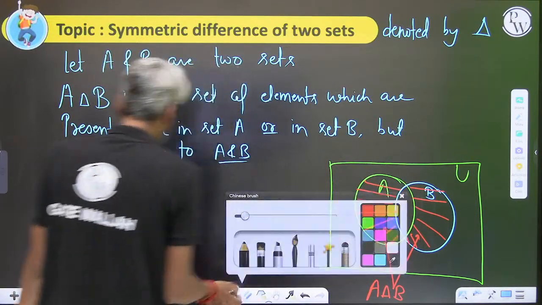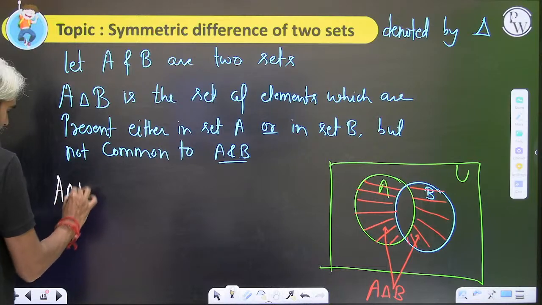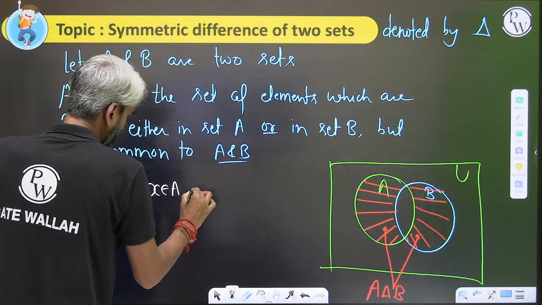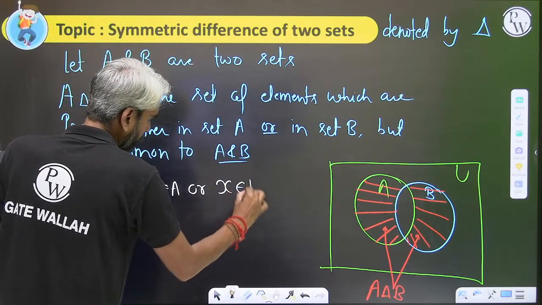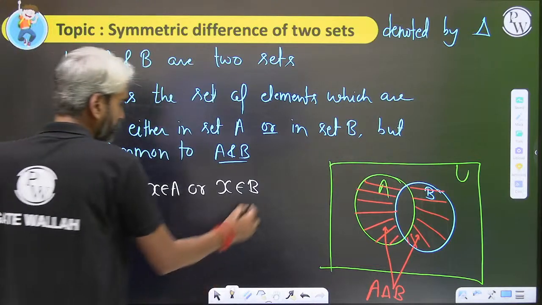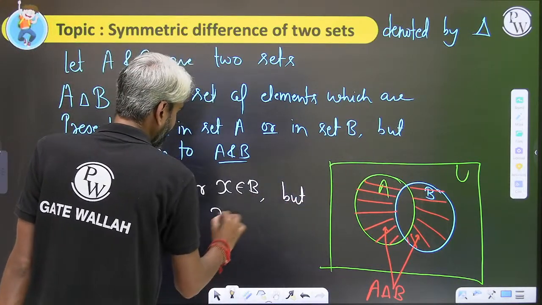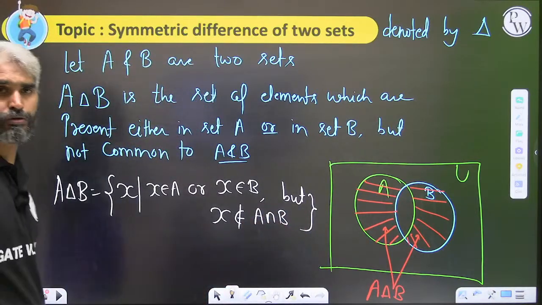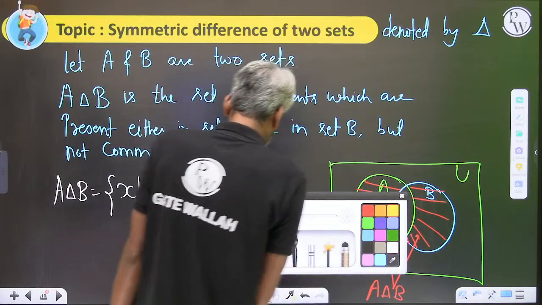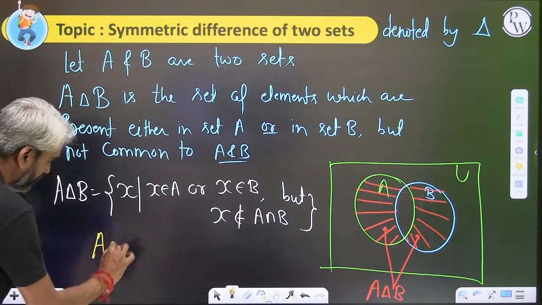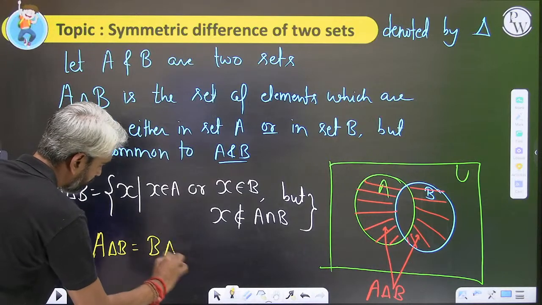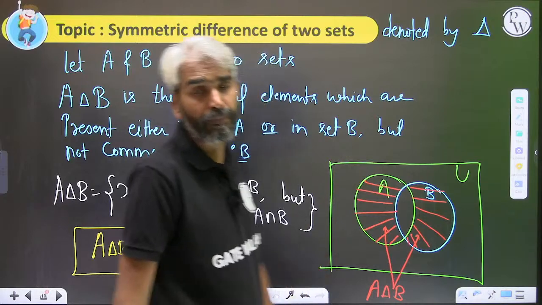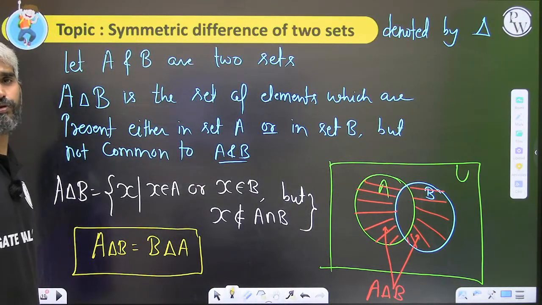So how can we define the set in the set builder form? A symmetric difference B is X such that X belongs to A or X belongs to B, but where X must not belong to A intersection B. So please remember that A symmetric difference with B is equal to B symmetric difference with A. It means that the symmetric difference operation is a commutative operation. No matter in what order you perform the operation, you will get the same result.